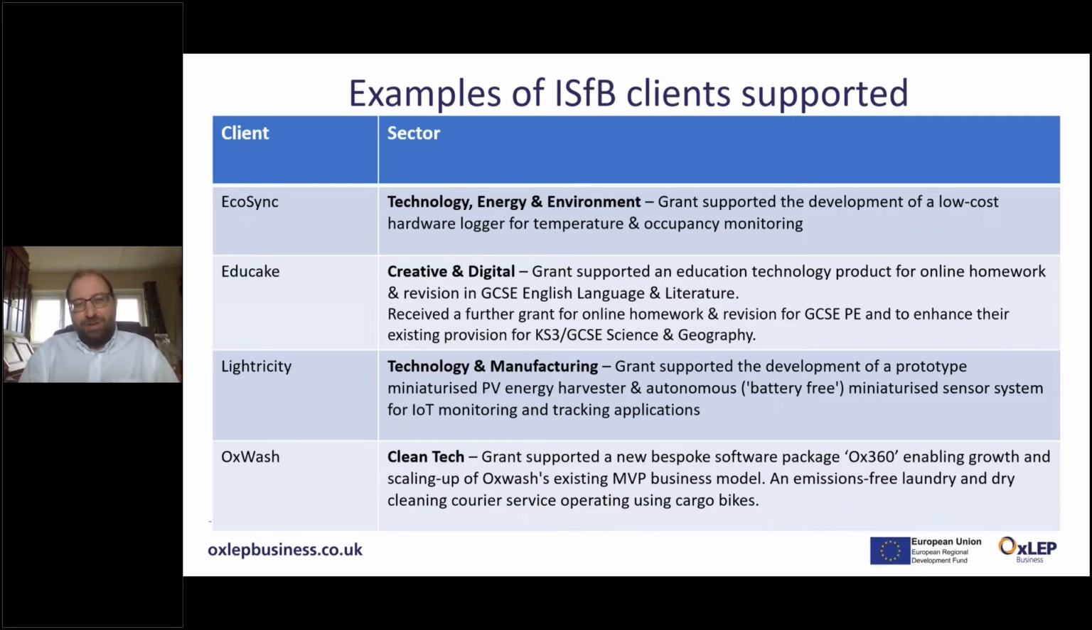So examples of other Isfb clients supported. I'm not going to spend too long on these because I'm conscious of time and I want to make sure we have enough time for questions. And all of the case studies you can find on the OxLab website. So we have EcoSync, development of a low-cost hardware logger for temperature and occupancy monitoring, Educake, which was an online education product to support homework and revision, originally for GCSE language and literature, and then another company came back for a second grant for physical education and improvements to the science and geography offer.